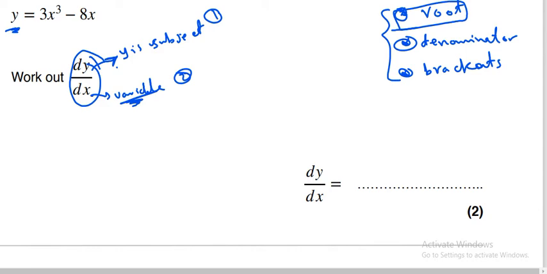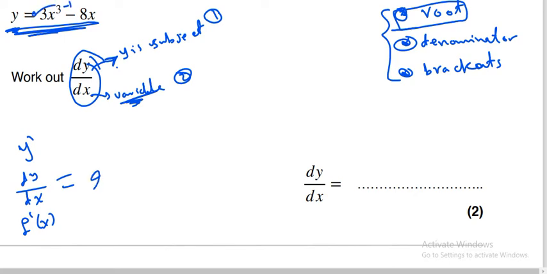So here in this expression, all conditions are satisfied. Y is the subject and no root, no denominator and no bracket. So we'll apply the rule. We can write y dash or dy by dx, it's the same, or f dash of x equal, multiply by the power, subtract 1 from the power, it will be 9x to the power of 2. Here the term with x power 1, its differentiation, just cancel x, it will be negative 8. So this is the answer.